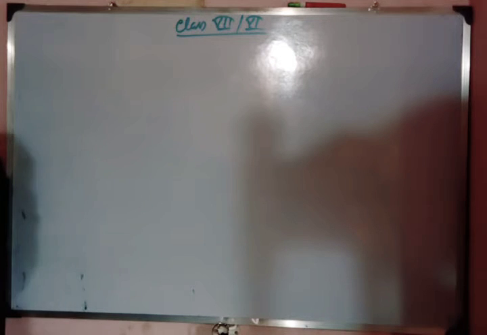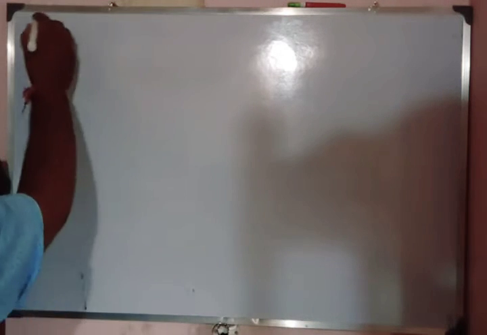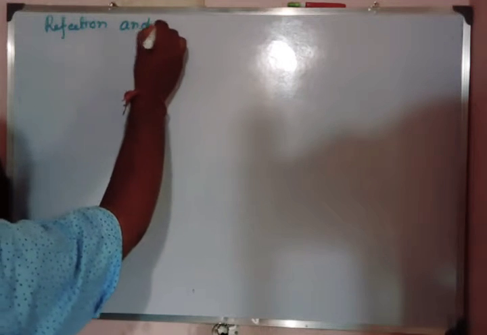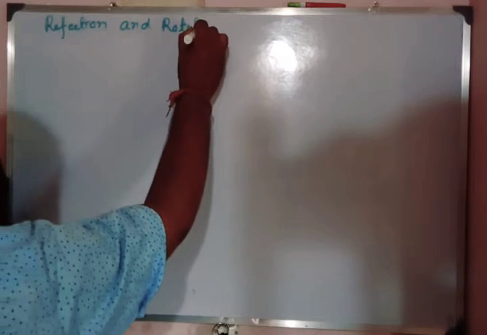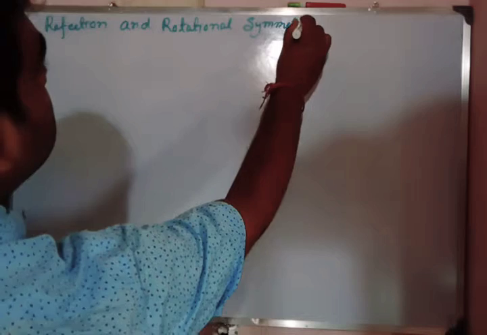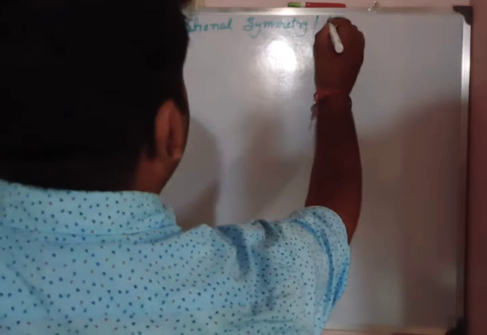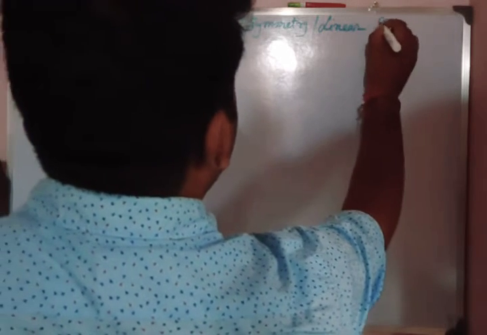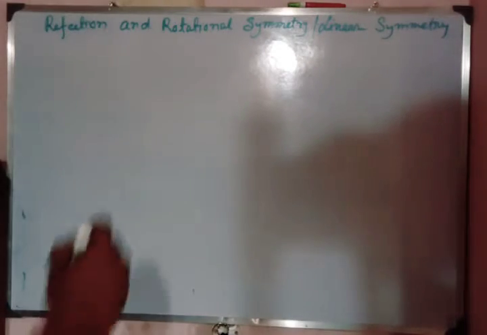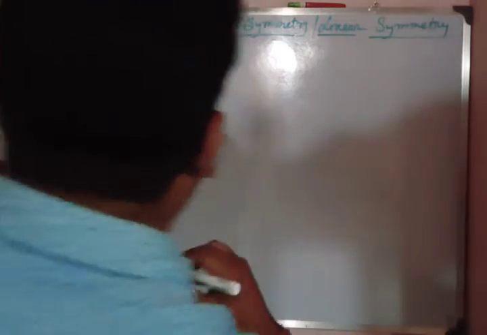Okay, so I'm just writing it: reflection and rotational symmetry, or in class 6 it is written as linear symmetry. Hope you are able to see the board. So that is our topic of study for today.